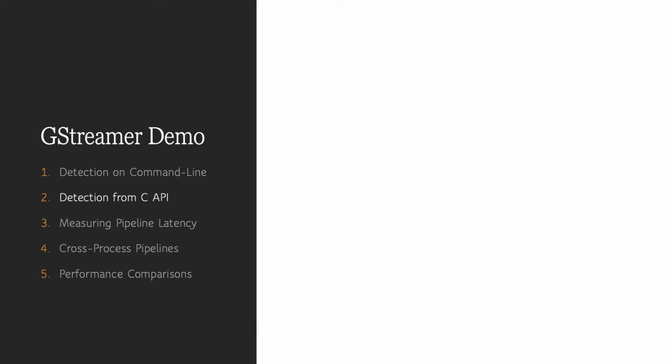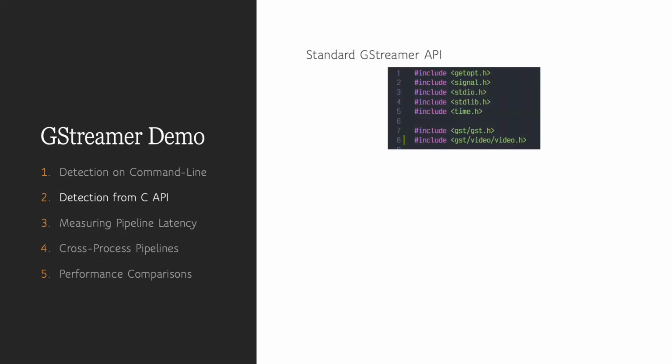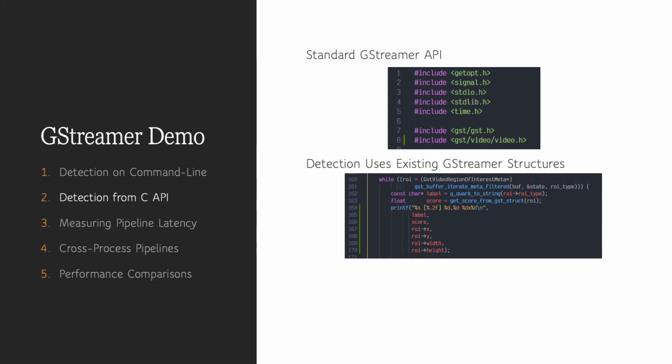Now, adapting to the C API is very straightforward. First of all, we follow just the standard GStreamer API. So for example, you only need to include the standard GST and video headers for this detection example. We use the existing GStreamer data structures for bounding boxes to encode our model bounding box outputs. They're extended to carry items such as the label and the score, and then the region of interest itself can be done using the GstVideoRegionOfInterestMeta.